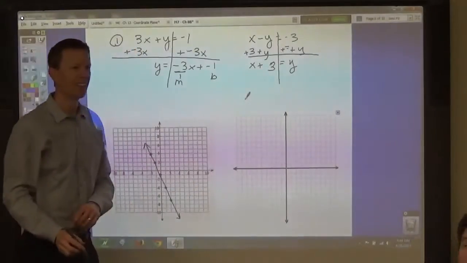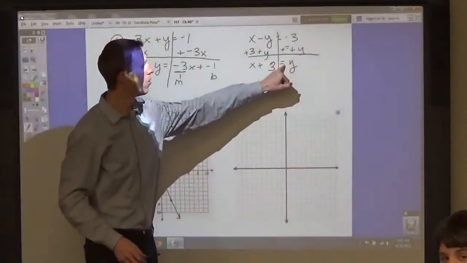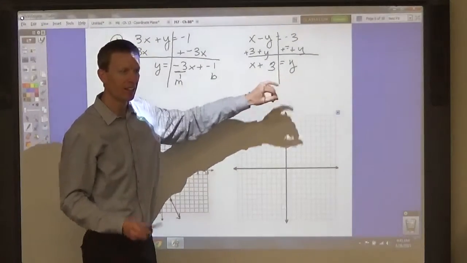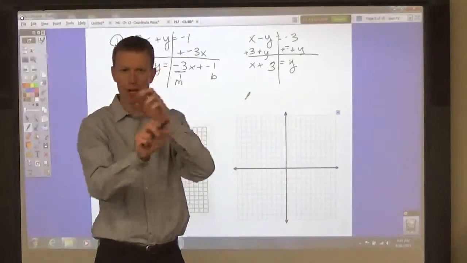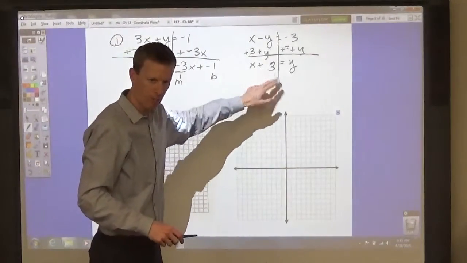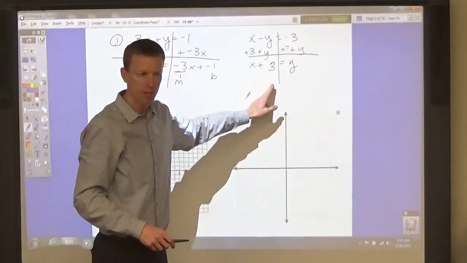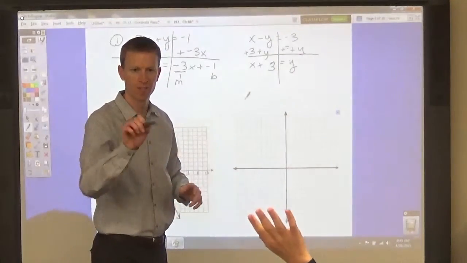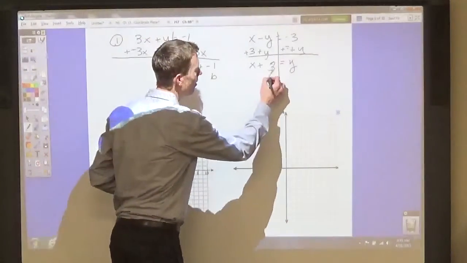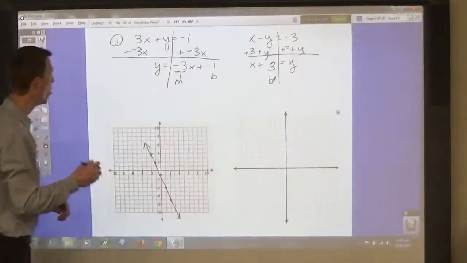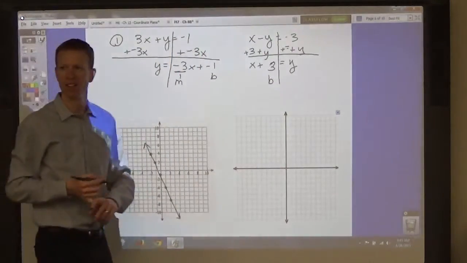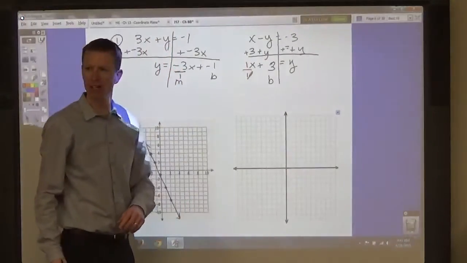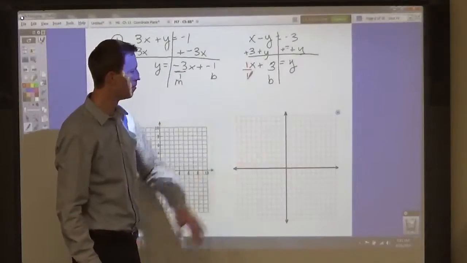Now, it's still in the y equals mx plus b form, class, but the terms are moved around because we can switch the terms around because of the commutative property, right? What is b then? 3. Good, Michael. Yep, this is b. And what is the coefficient of x? Lydia? 1. So the slope is 1 over 1, right?